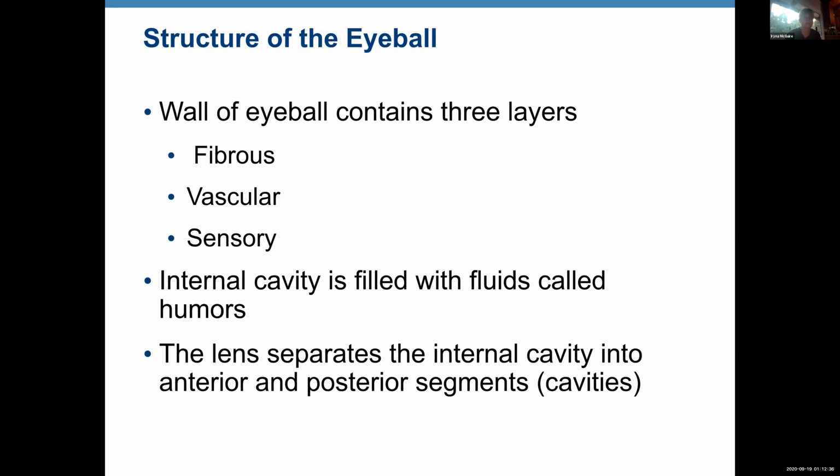Okay, and we will only cover vision briefly and hearing in this chapter after we cover this general information about sensory receptors. So, structure of the eyeball. Walls of the eyeball contain 3 layers: fibrous, vascular, and sensory. And there is an internal cavity that is filled with fluids called humors. The lens separates the internal cavity into anterior and posterior segments, right?